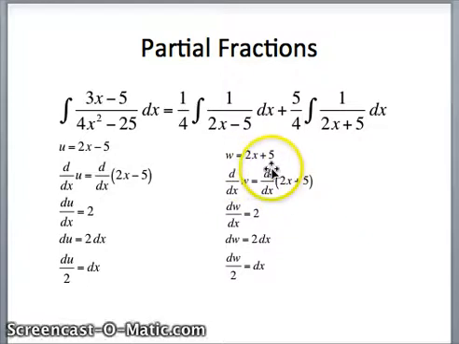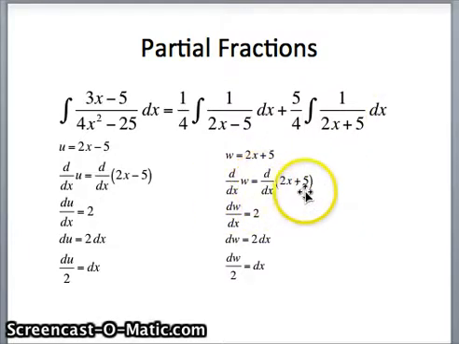So let's let w equal 2x plus 5 and see how that works. Almost identical. w is 2x plus 5. ddx of w is ddx of 2x plus 5. dw dx, ddx of 2x plus 5 is 2. Solving for dx, dw is 2 dx. So dividing by 2, dw over 2 is dx.